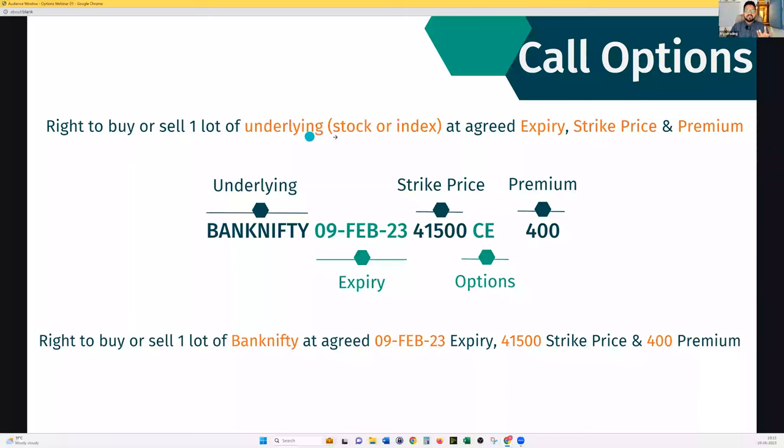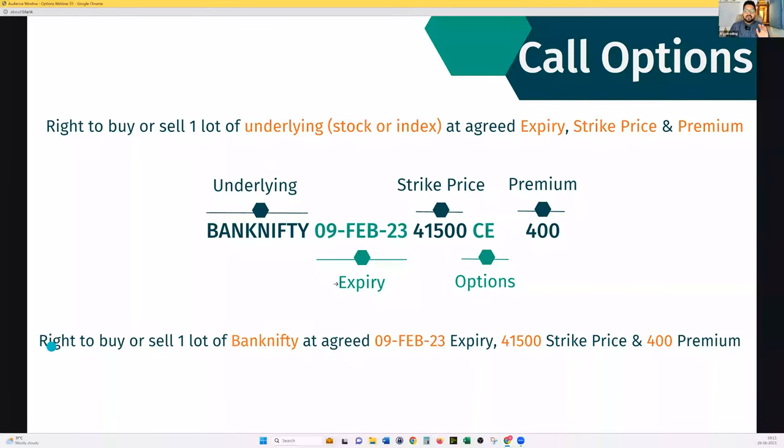So now in our case, we have Bank Nifty as the underlying. The underlying can be both a stock as well as an index. At an agreed expiry, as I said earlier, we will have one expiry for all the contracts, at an agreed strike price, at an agreed premium. Now it's very simple. If you see something like this, you are going to buy or sell this particular contract.